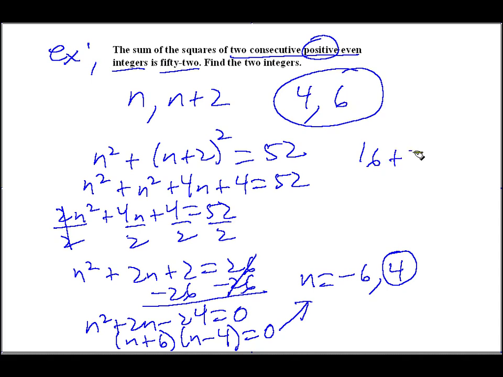What is 6 squared? 36. Is that 52? Yes. All right. So these 2 numbers are the solutions we're looking for: 2 consecutive positive even integers. Make sure we see that now.